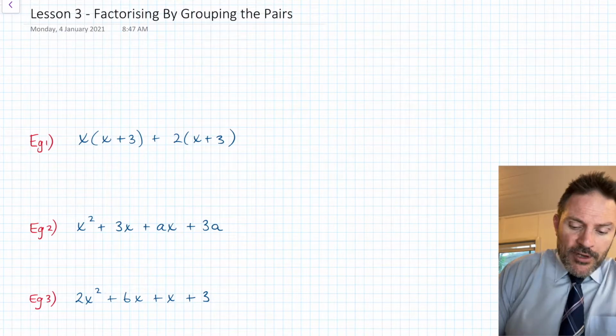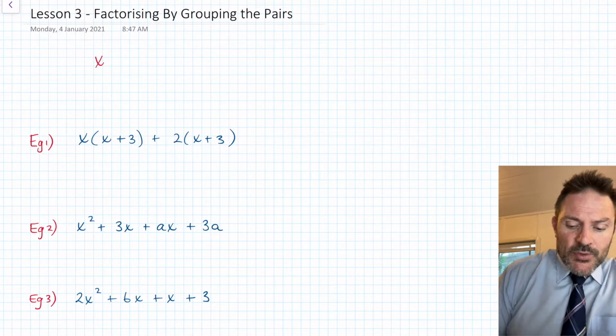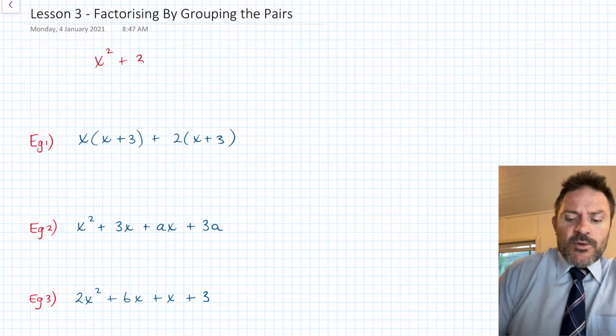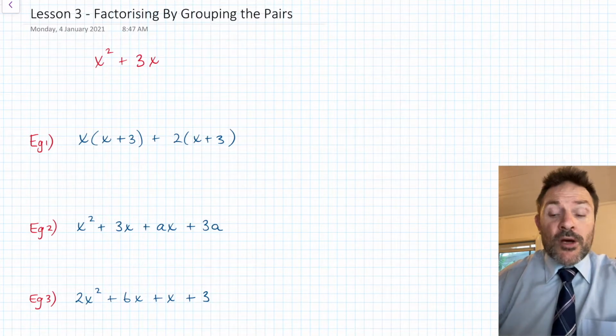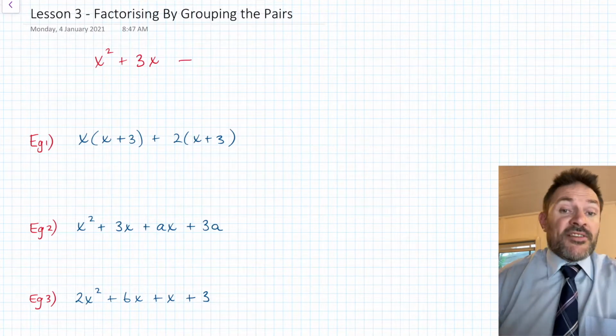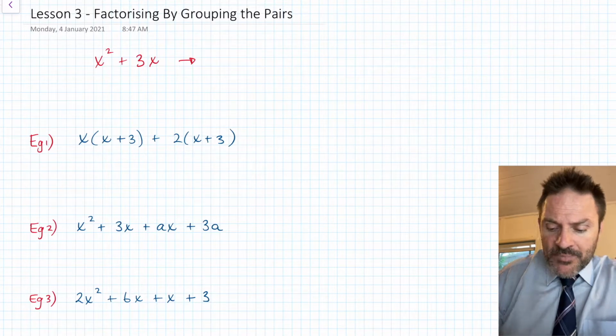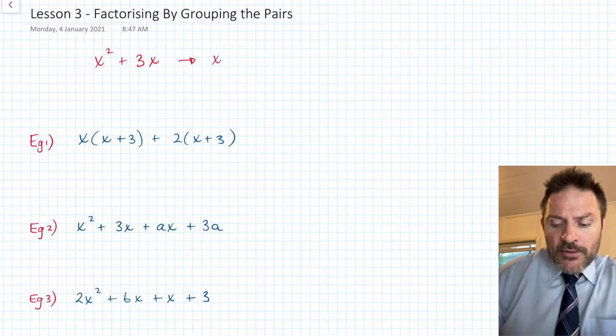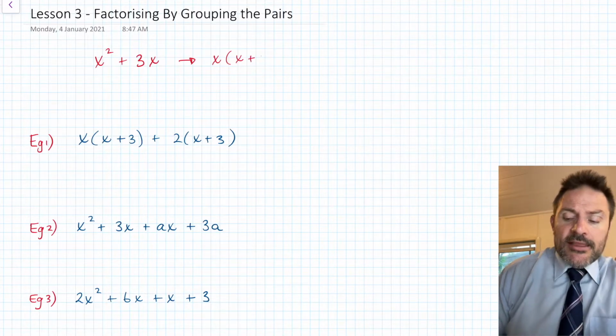Now, I'm going to start by looking at this question, x squared plus 3x, because certainly this question on its own, we've done quite a few times now. In fact, we've already done this in year 9, did it in year 8, we did it in year 7. And that's where we take out the common factor and we factorise it just like that.